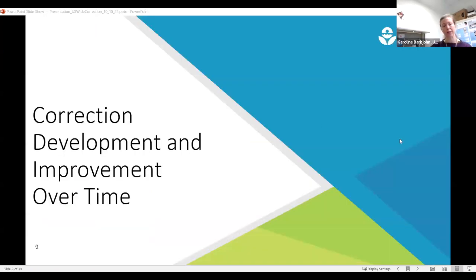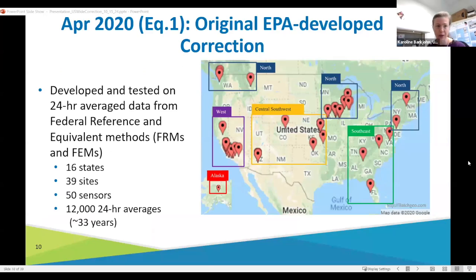Okay, so moving into the correction development and the improvement over time. We developed and tested our original correction on 24-hour average data from federal reference and equivalent methods in 16 states across 39 sites. We had 50 sensors, and we had about 33 years' worth of data. So not quite a year on average per sensor. Some sensors ran for shorter, some sensors ran for 2 years, but just a lot of data from all over the country. Obviously, it's going to be very hard to ever capture every single kind of local situation and sources, but we have captured a lot of it.